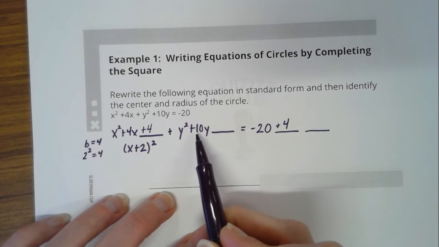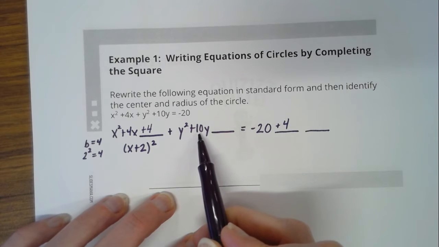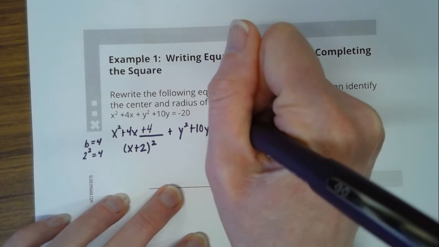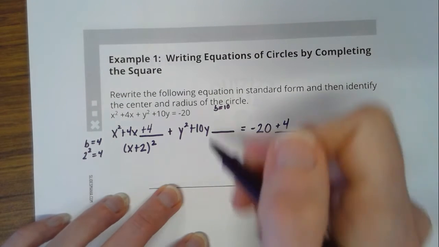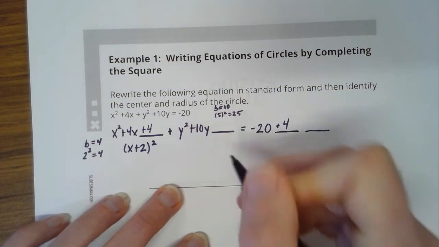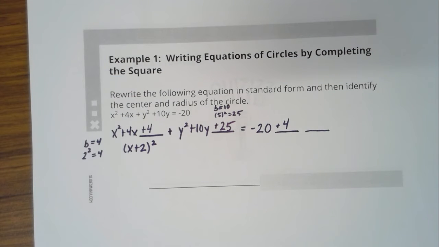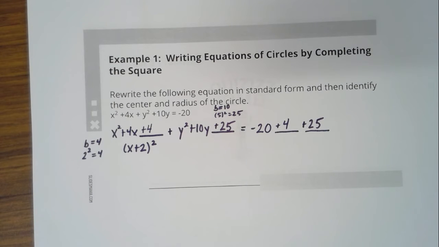So this time we're going to go and find that y term. Take the number in front of that, and that's going to be our new b. So for this one here, b would be 10. Half of 10 would be 5, so we're going to take 5 and square it. That's going to give me 25. So we're going to add 25 to complete the square for our y's, and then balance our equation and add 25 over there as well.